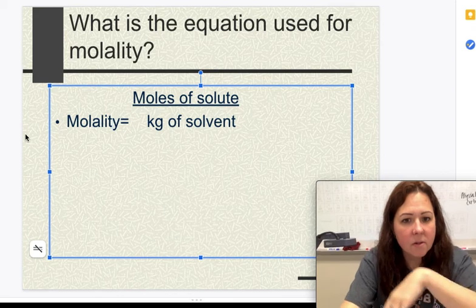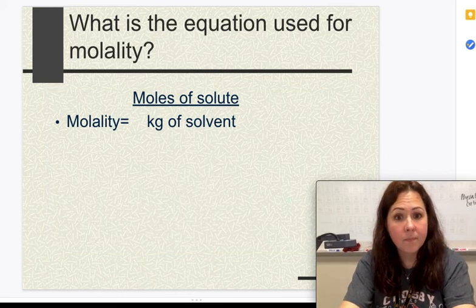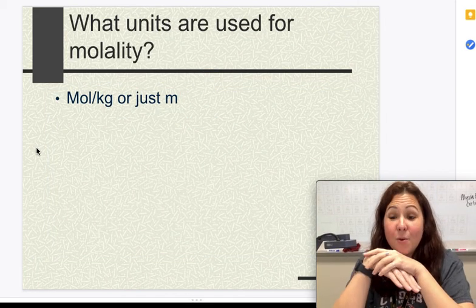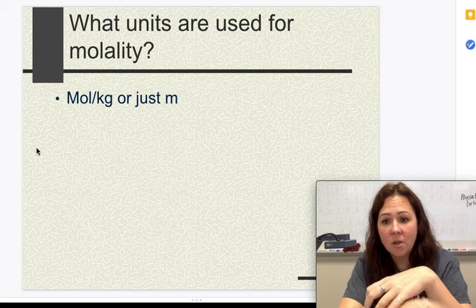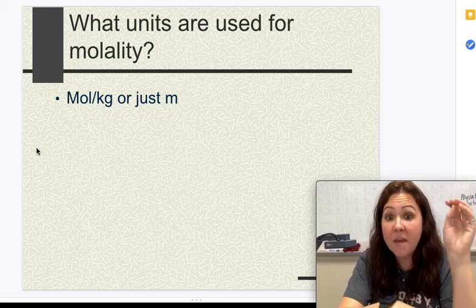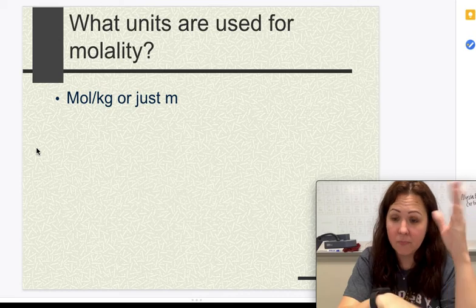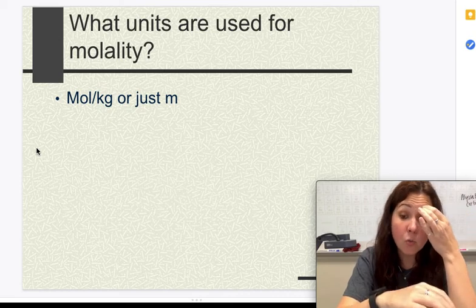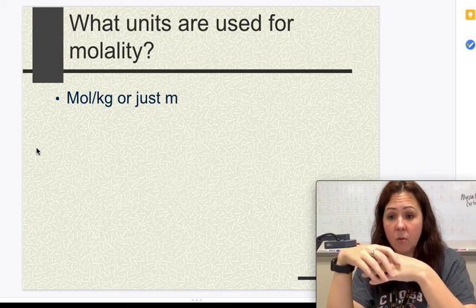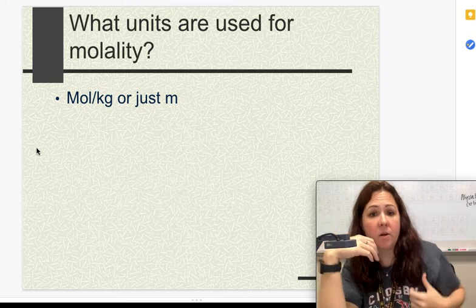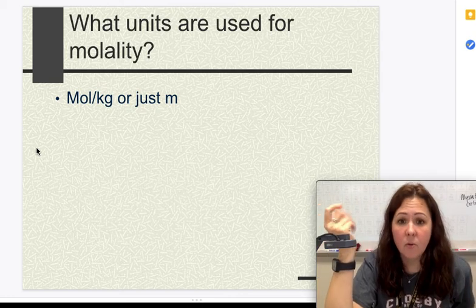So with these, you have a unit. The unit is just a lowercase m. The lowercase m means moles per kilogram, so moles over kilogram. You can write it like that, or you can write it with the lowercase m. I don't have a preference one way or another. Mostly people like the lowercase m because it's quicker.